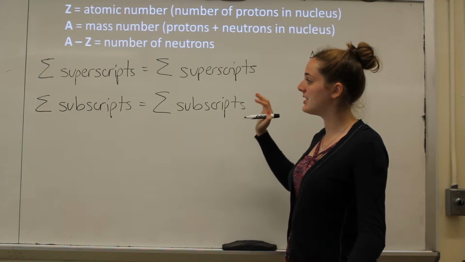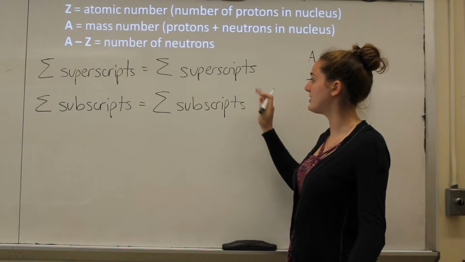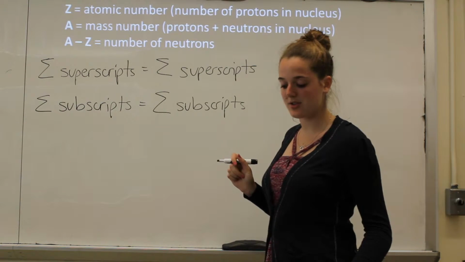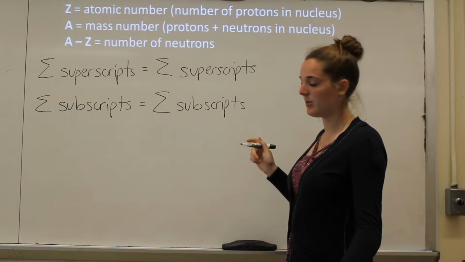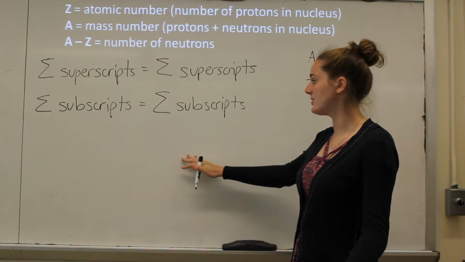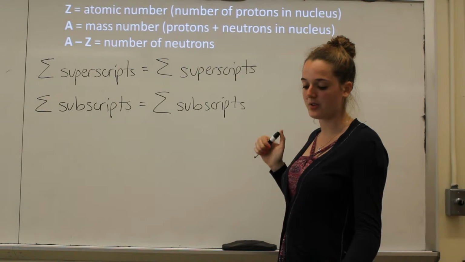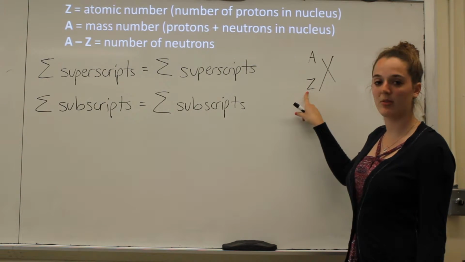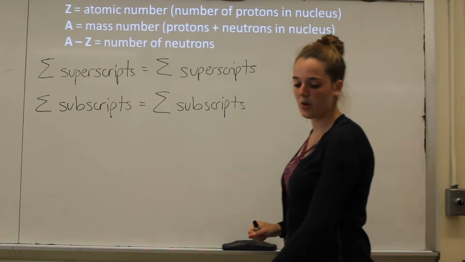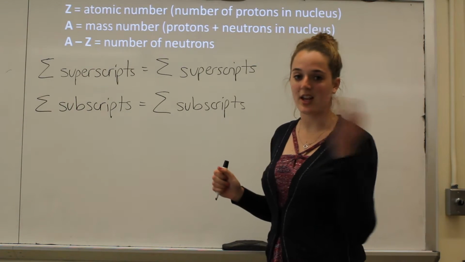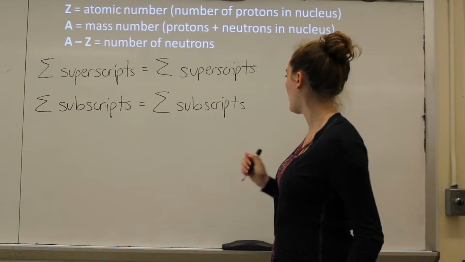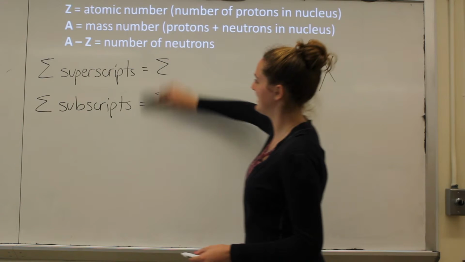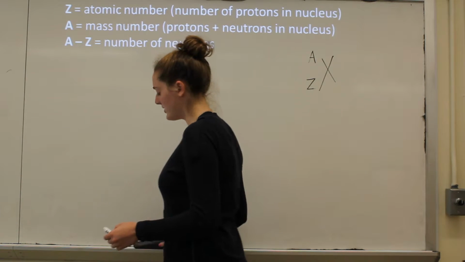Another rule to keep in mind is that the sum of the superscripts on one side has to equal the sum of the superscripts on the other, and this is part of the conservation of mass and energy. Similarly, the sum of the subscripts has to equal the sum of the subscripts. Again, this is part of conservation of charge, because the number of protons, subscript Z, has to stay the same. There are different particles; not just anything can come out of radioactive decay. There are various types of particles that can result.